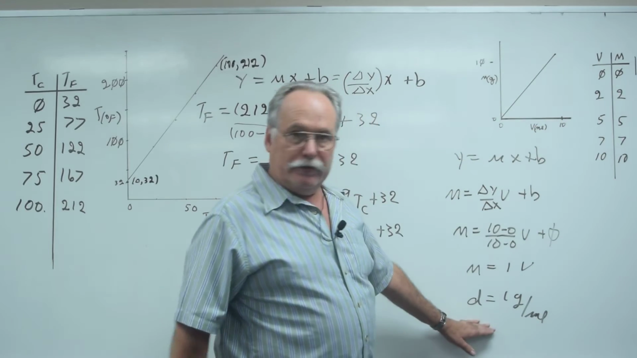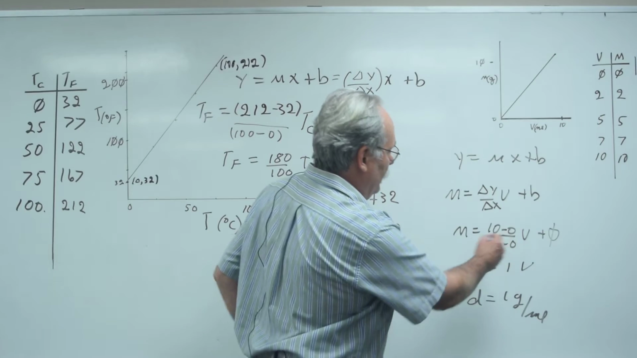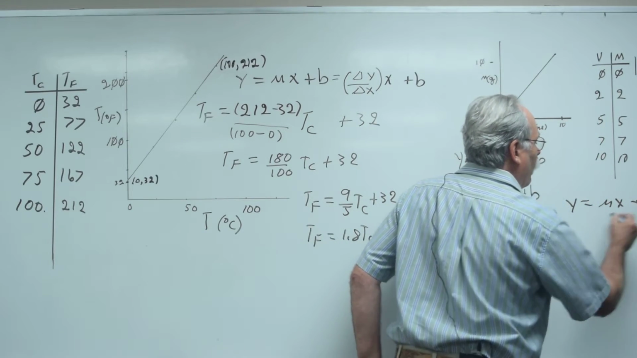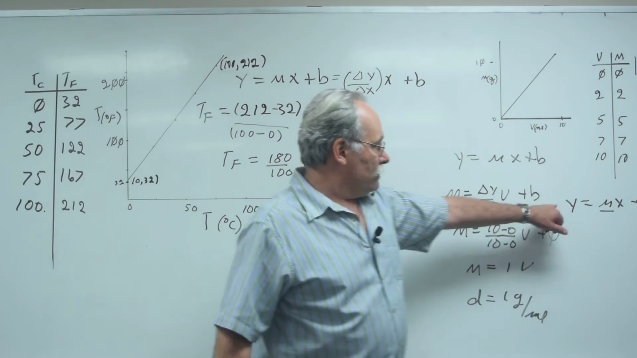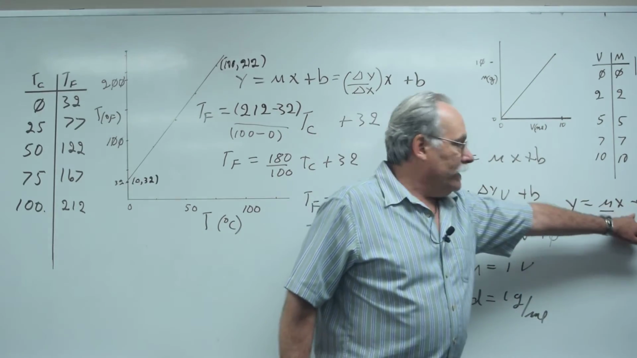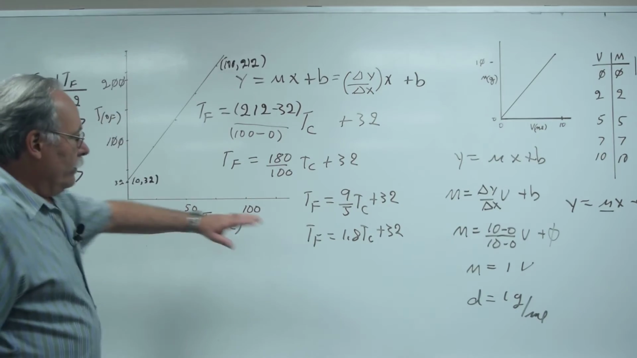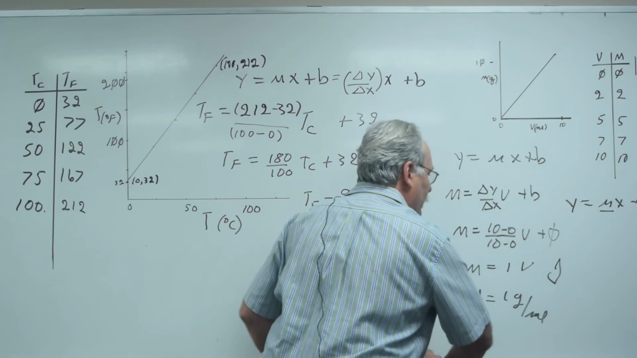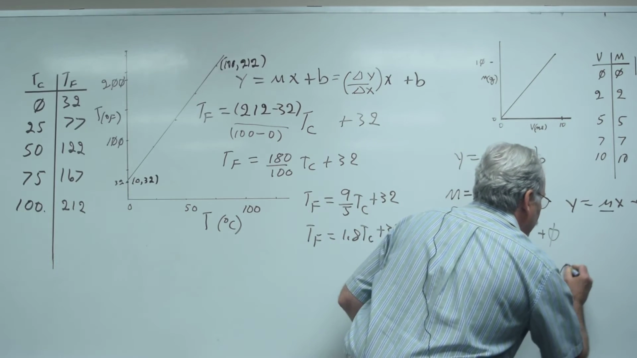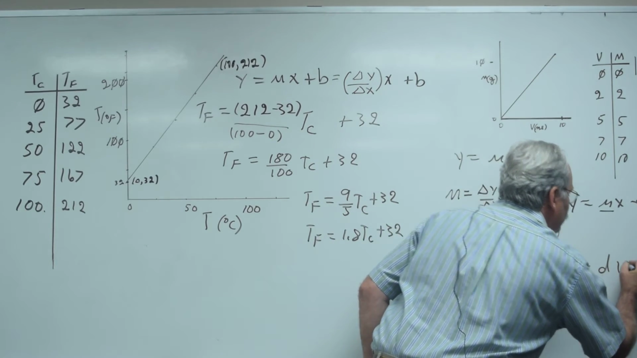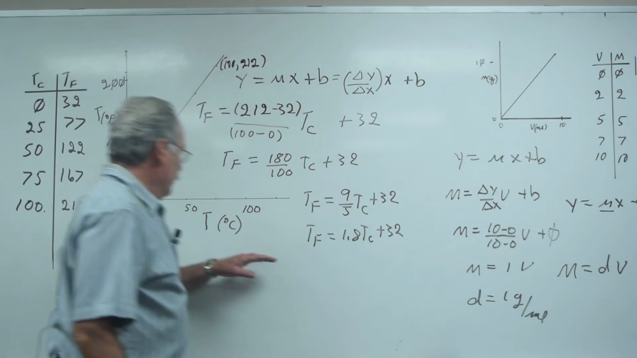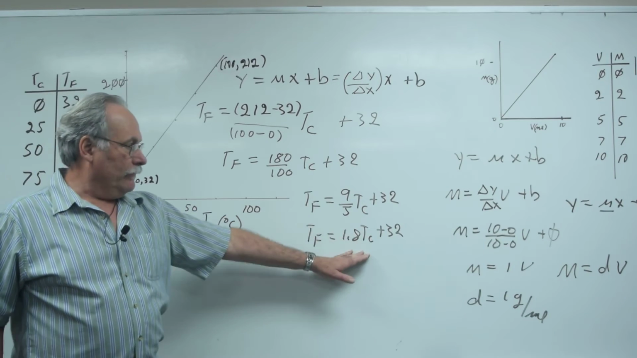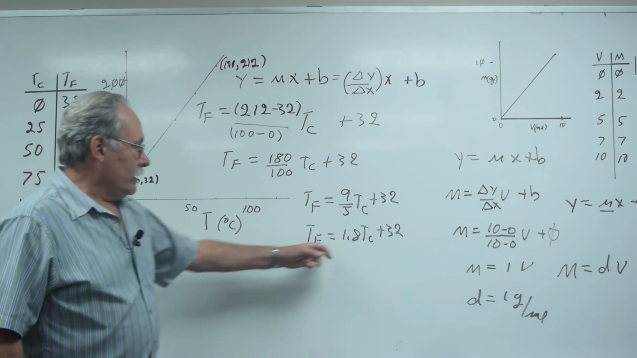What I want to point out to you here is that in this equation, when I have y equals mx plus 0, the slope becomes the ratio of the y value to the x value. So this equation here, that the mass is equal to the density times the volume, is much simpler than this equation here.